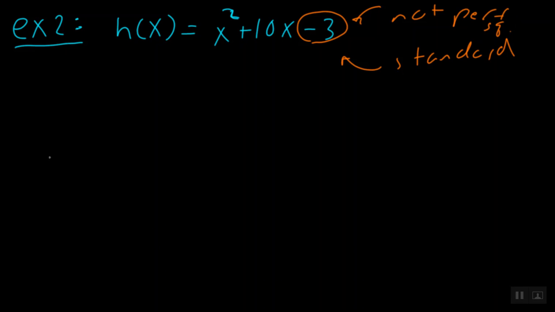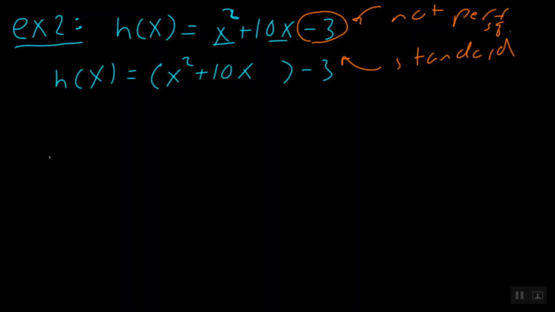Well, guys, remember, we're going to do this. We're going to say, you know what? h of x is equal to, and we're going to go ahead and write parentheses x squared plus 10x. We always keep our first two terms. We're going to leave a space and put that -3.